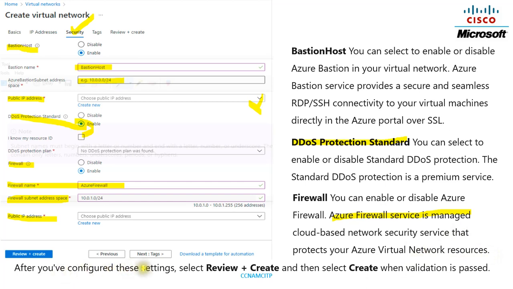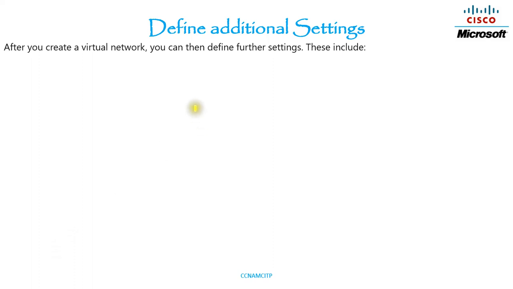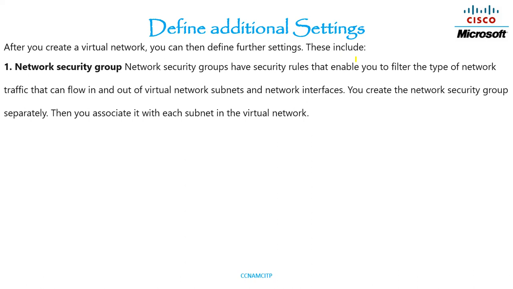After you have configured these settings, select review and create, and then select create when validation is passed. You have to select this once you are done with all the configuration and settings. Okay guys, now define additional settings. After you create the virtual network, you can then define further settings. This includes, let's see, network security group.